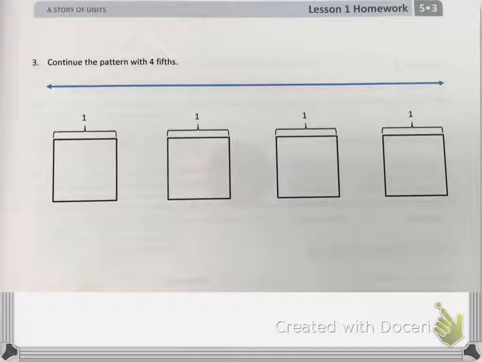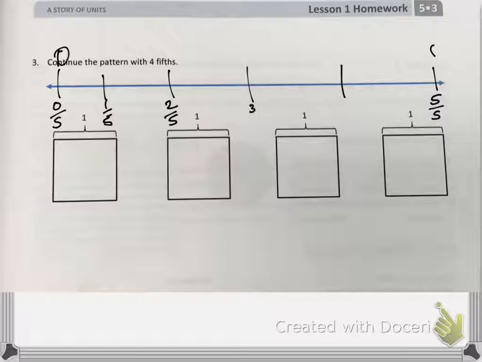So we're starting, again, we're going to go through fifths. So we have 0 above the number line, 1 above the number line. 0/5. 1, 2, 3, 4. I didn't partition those out too well. 5/5, 1/5, 2/5, 3/5, 4/5.